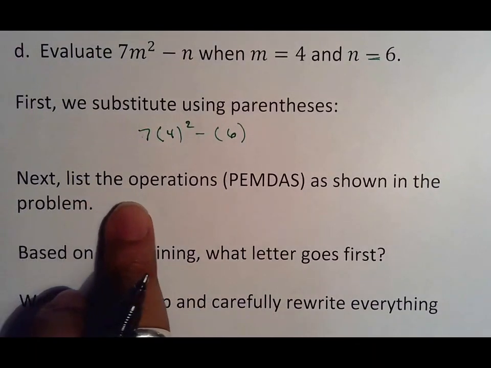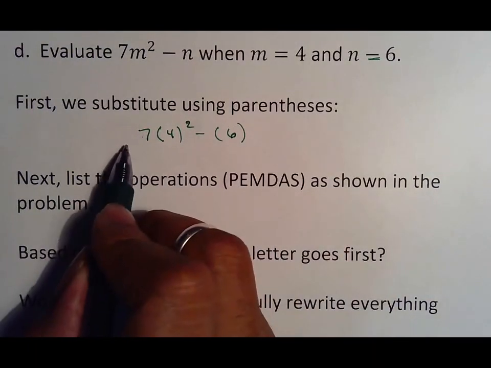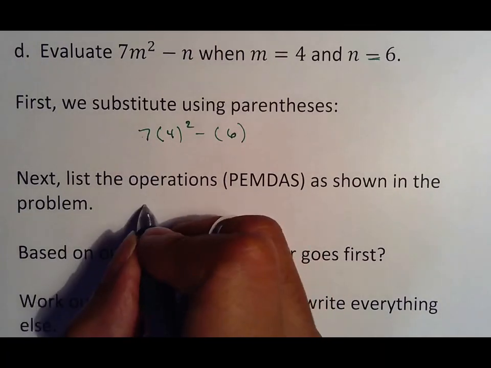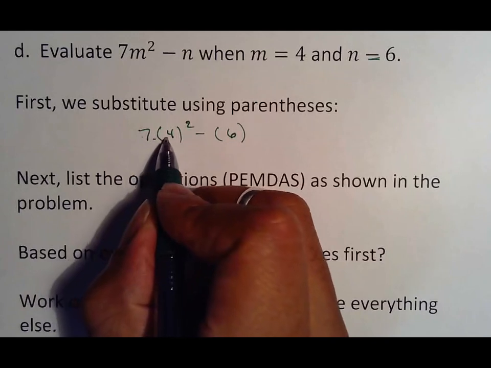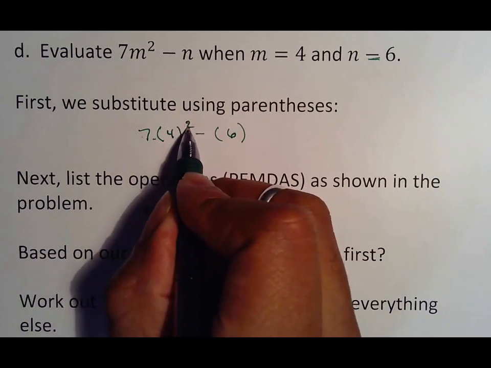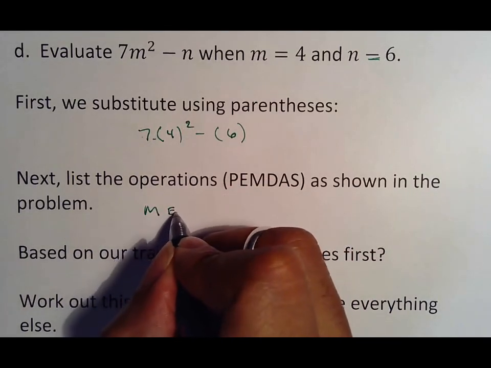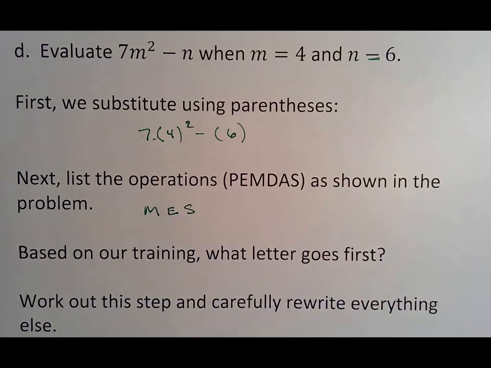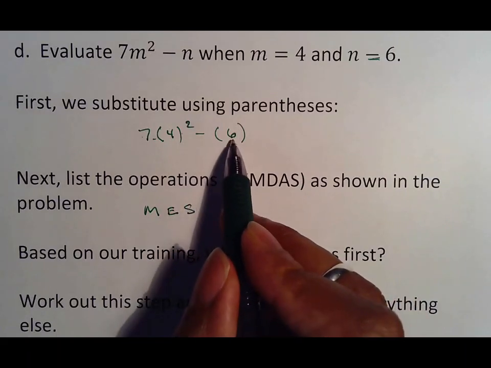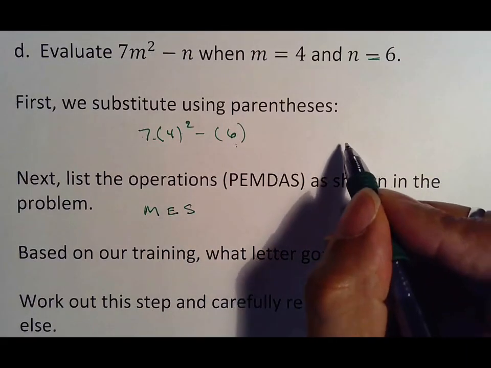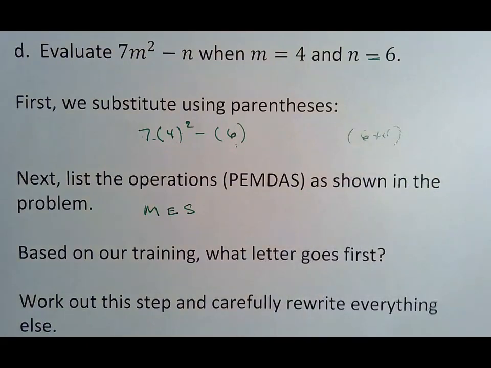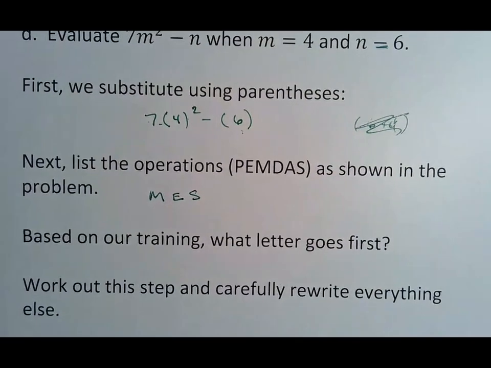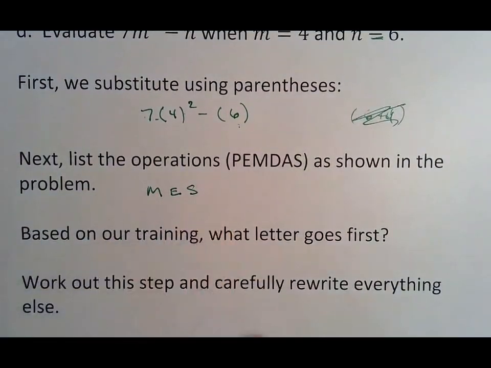Next, just like we did last time, list the operations as shown. So you start from the front and say, what's the first thing I notice we have to do? And that should be, I think that's multiplication, isn't it? After multiplication, you have an exponent, and after the exponent you have subtraction. Remember that that is not a parentheses. Parentheses would be something that has an operation in it, like parentheses 6 plus 4. So as long as there's nothing on the inside, that's not a parentheses, that's just a regular number. So your first answer would be MES.